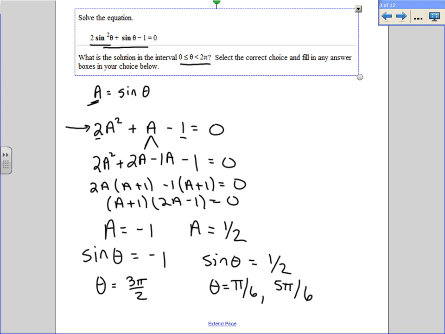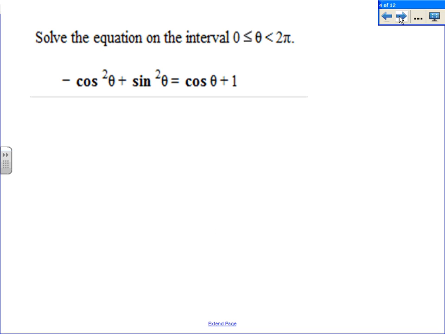So notice what I did is I used a quadratic form and a substitution idea to help me out with that one. All right, now let's take a look at this one. Now I don't really care for this one too much because look what we've done here. We're mixing up cosine and sine. And I really don't care for that because when I want to solve a trig equation, I want them to be all cosines or all sines.